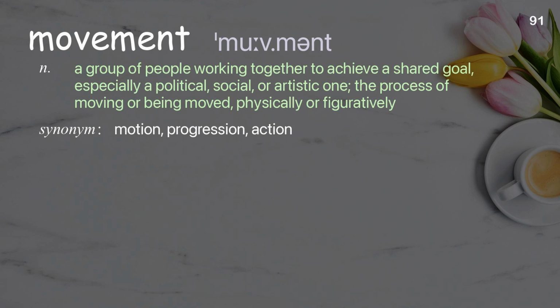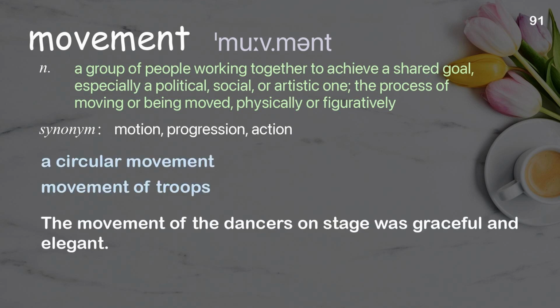Movement: a group of people working together to achieve a shared goal, especially a political, social, or artistic one, the process of moving or being moved, physically or figuratively. Examples: a circular movement. Movement of troops. The movement of the dancers on stage was graceful and elegant.